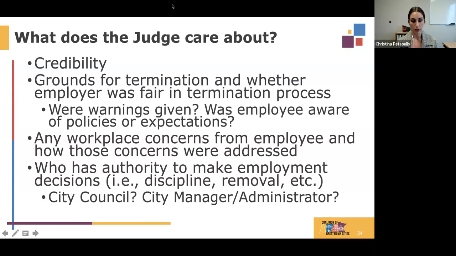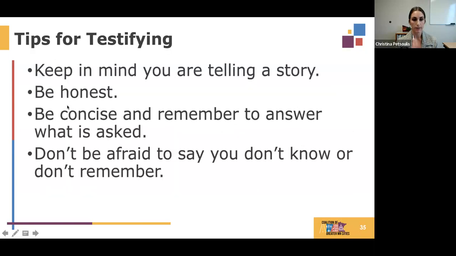So it's important to bring that to light and give the judge a little bit more understanding of who really has the authority to discipline or remove or even just investigate concerns. So that's a big piece. You can go to the next slide.